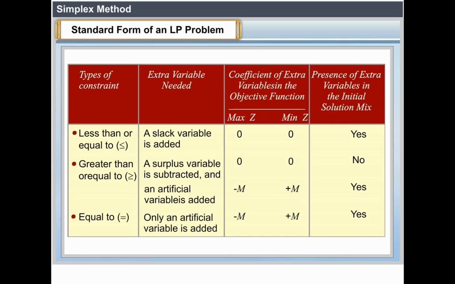In the fourth column, presence of extra variables, it has no and then S. No and S, you will get confused. To avoid our confusion, we have to use no for surplus variables, S for artificial variables. Then the third row, we have to use the equal to sign. Equal to sign is written in the types of constraint column, and in the extra variable column we have to write only an artificial variable is added. Then in the coefficient of extra variable column, we have to add minus M for maximize z, plus M for minimize z. Then S for presence of extra variables in the initial solution.